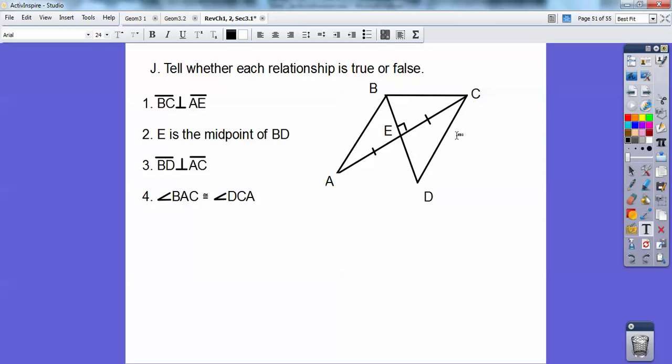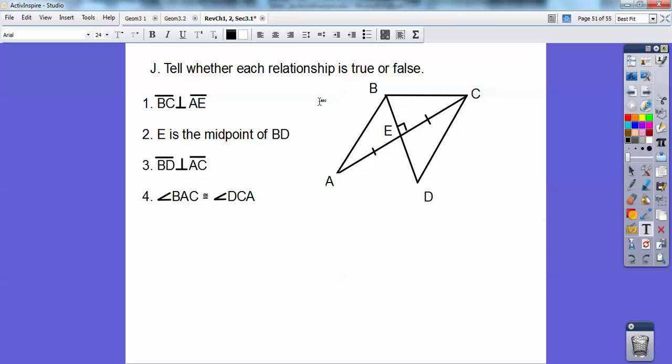Okay, given these markings right here, I got perpendicular lines right there. All right, it looks like this line is parallel to this line, but since there's no arrows on here to tell me that, I cannot assume they are. Just because they look like they are, we can't assume. I can assume that's a right angle right there. So BC, here's BC up here, is perpendicular to AE. No, these guys are perpendicular. BD is perpendicular to AC. So this is true. 3 is true.